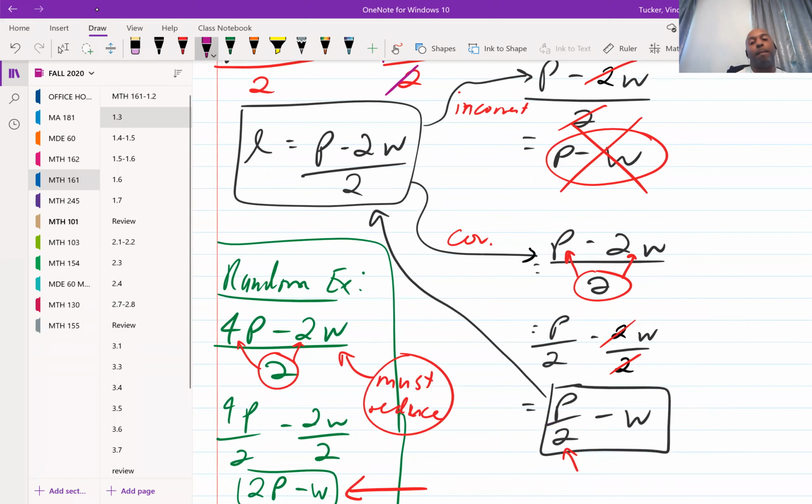So this expression right here is the same thing as this. You can do that, but you don't have to if the 2 cannot go into each term. And notice P doesn't have a number in front of it that the 2 can divide into evenly. So it is okay to leave it like this.